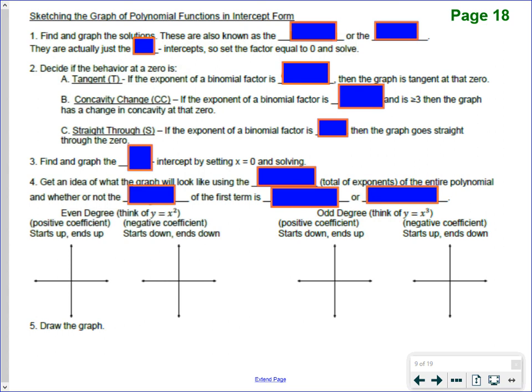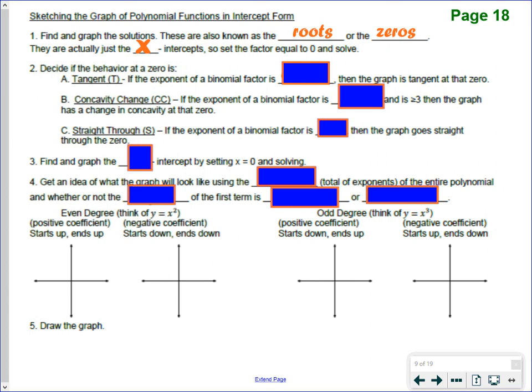How's it going, guys? In this video, we're going to be going over the rest of 6.2 notes. We're going to be talking about how to sketch a polynomial function graph in intercept form without using a calculator. So the first thing we're going to do is find and graph the solutions. The solutions are also known as the roots, the zeros, but they're really just your x-intercepts.